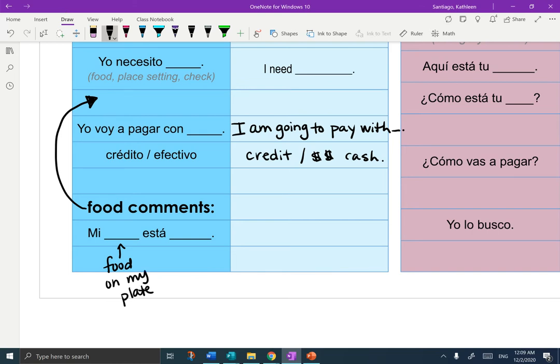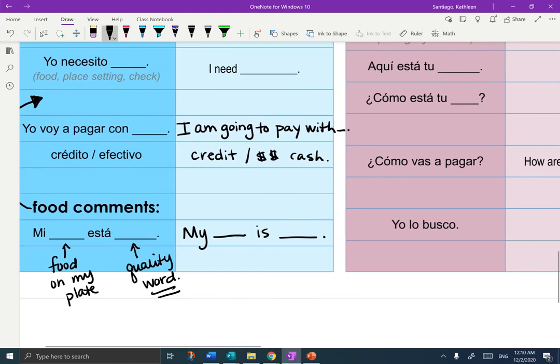Está, and then you need a quality word, positive or negative. And the posters will be hanging up in the room to help you. Okay, so it would be like saying my, and then whatever it is, blank. So, mi refresco está caliente. Right? My pop or my soda, my refreshment is hot. Yuck. If it's hot, don't drink it.